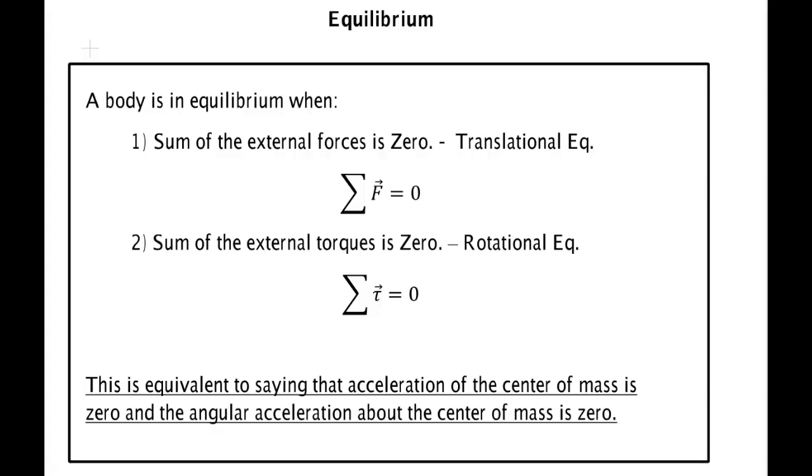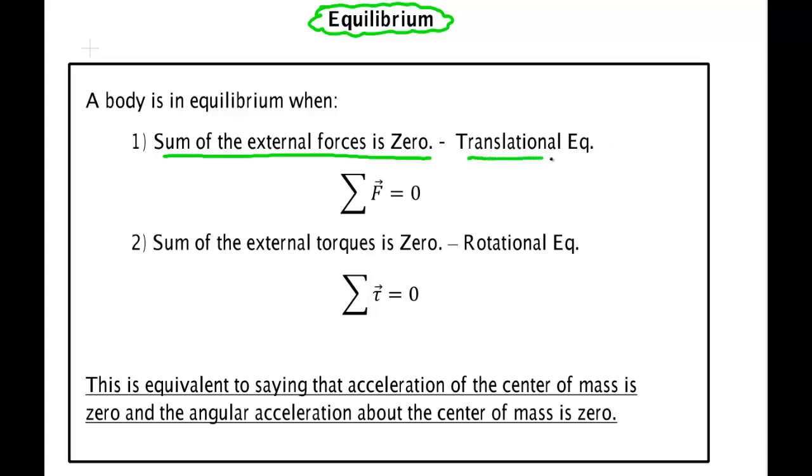In Chapter 9, we will study the problem of equilibrium. Earlier we covered equilibrium for a particle, and now we're going to study equilibrium when you have an object that can rotate. A body that's not a particle is said to be in equilibrium when two conditions are met. The first is that the sum of the external forces is zero. This is the same equilibrium condition we had previously for particles.